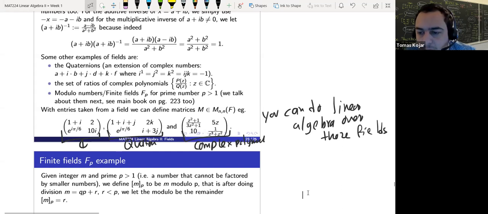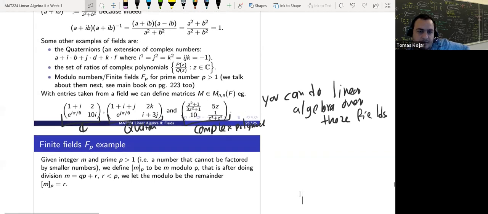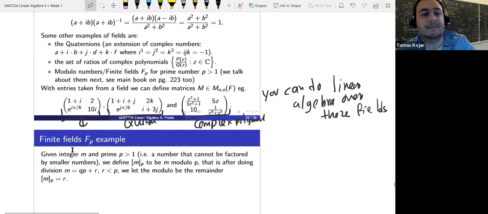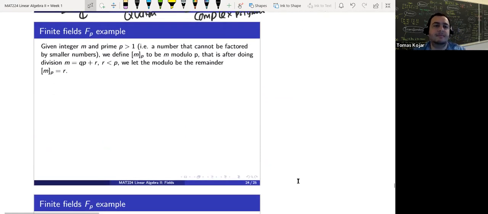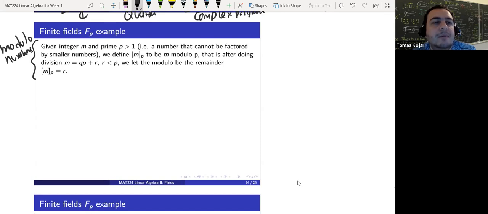Now, in your book, they go over an example that we're also going to mention in this course a lot. These are called finite fields. So let's go slow on this. First, let's talk about modulo numbers. Let me repeat it.